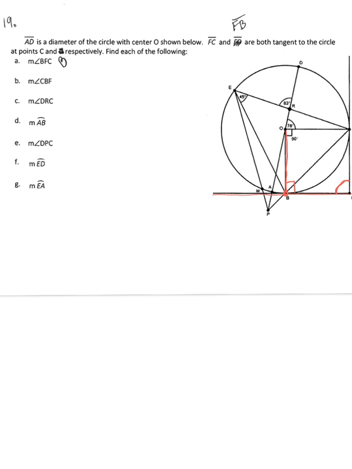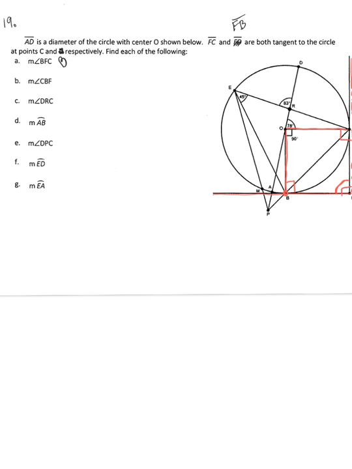The same thing is going on here. I have a radius meeting up with a tangent, so I have another 90-degree angle. So therefore, I have a closed figure with three 90 degrees. It is a four-sided figure, so it all must add up to 360. So that one must be 90 as well.